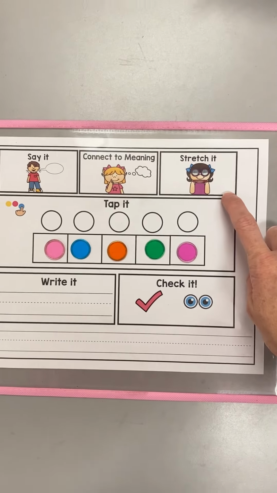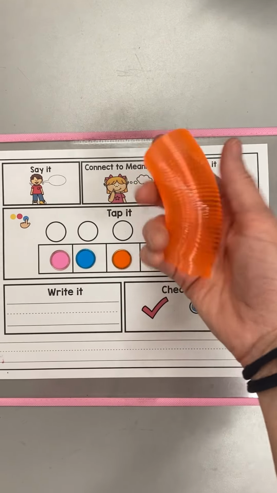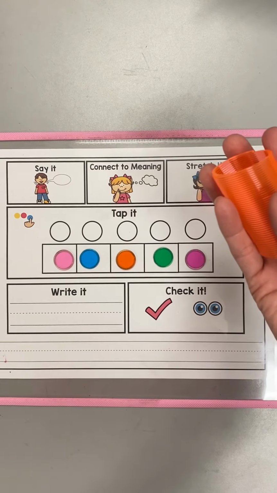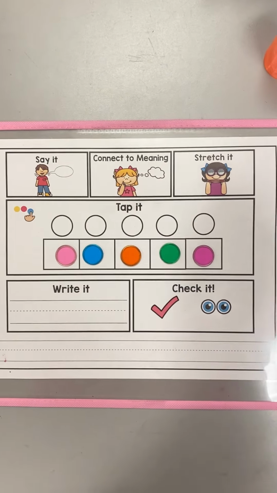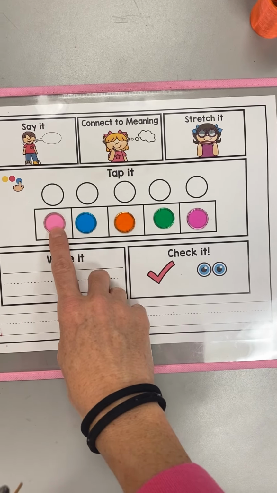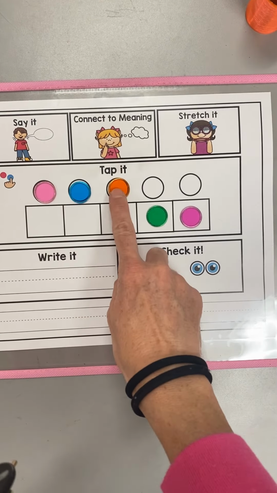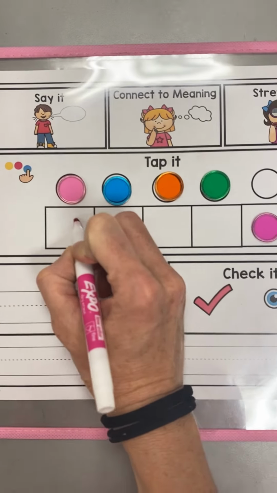Then stretch it. Most of the time I end up using imaginary slinkies, but I do have dollar store slinkies because they get so excited about the option of stretching out a word with a slinky. And then we do the tapping part. So if it's stain, and next they're going to connect.